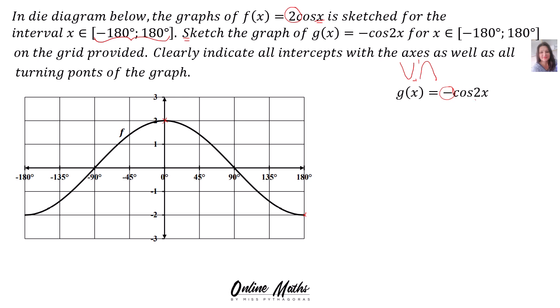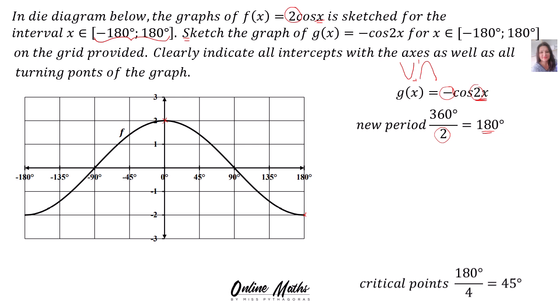And then this cos 2x, this is now what's important. This has an influence on the period of our graph. So the old period for a cos graph was 360 degrees, and since this is a 2, we will say the old period is 360 divided by 2, and that means our new period is 180 degrees. So you will see one complete graph in 180 degrees.